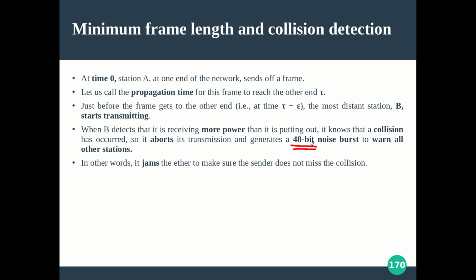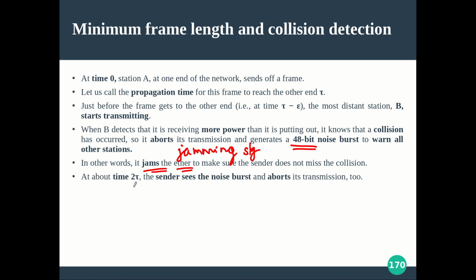So in other words, this B is trying to jam the entire ether, that media, to make sure the sender does not miss the collision. So somehow the sender should know about the collision, then only the sender can abort its transmission, right? So to make it happen, it will try to send the special noise burst. It's otherwise called the jamming signal even, because it is trying to jam the ether using that one, right? So, jamming signal.